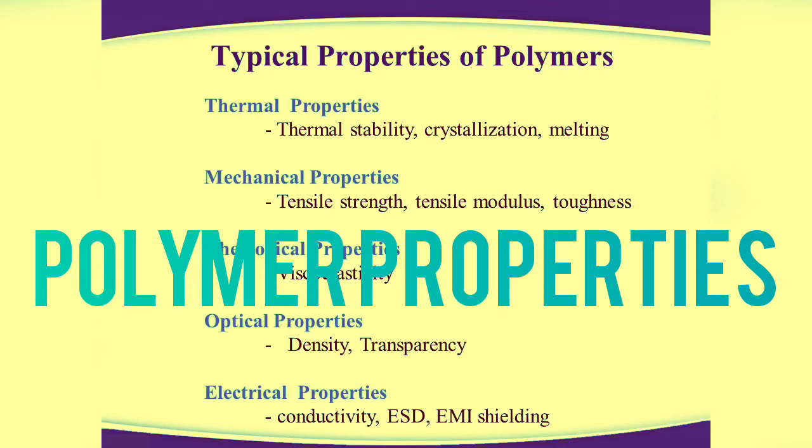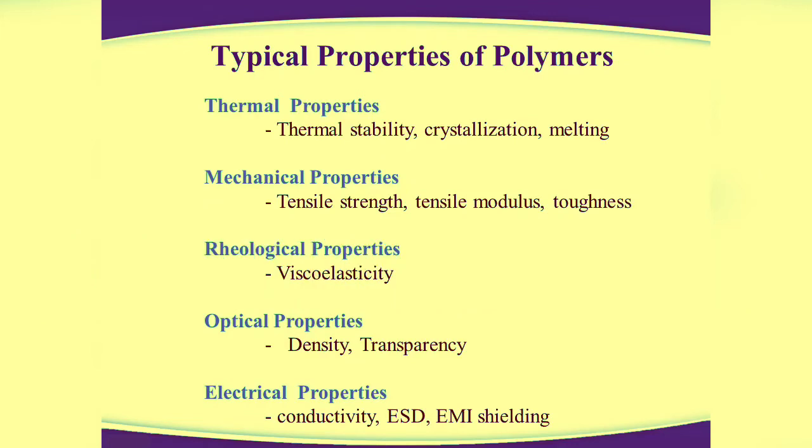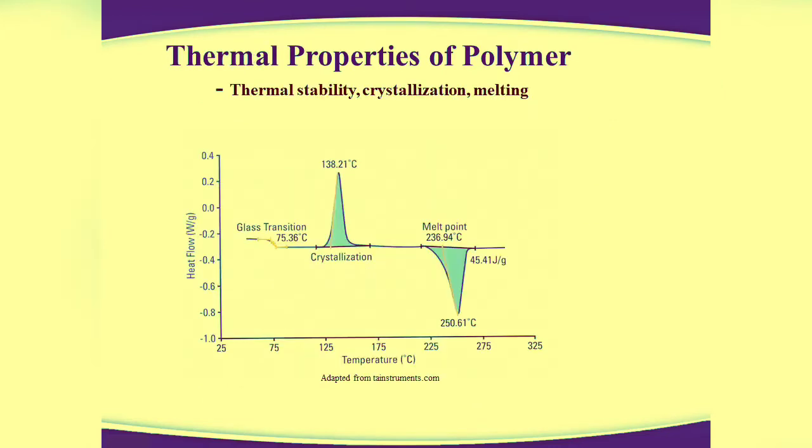Going to discuss today are thermal, mechanical, rheological, optical, and electrical properties. A good understanding of these properties helps to select the right polymer for the right application and also the right condition to make those products. So let's start with the thermal properties.